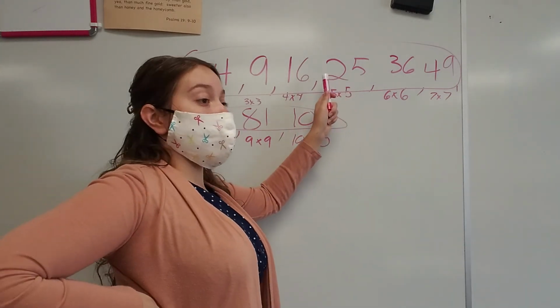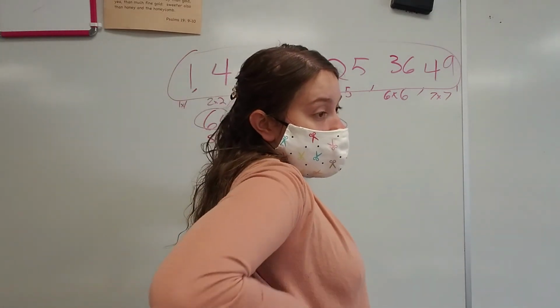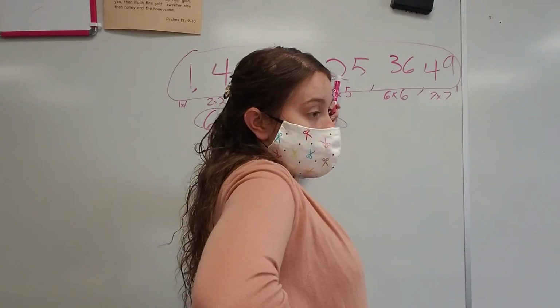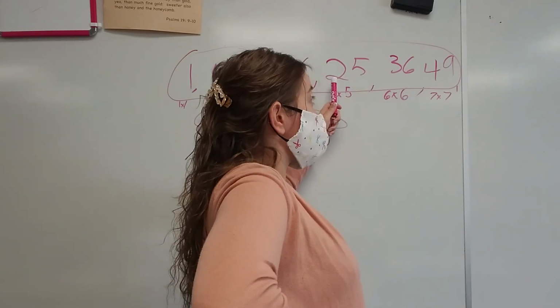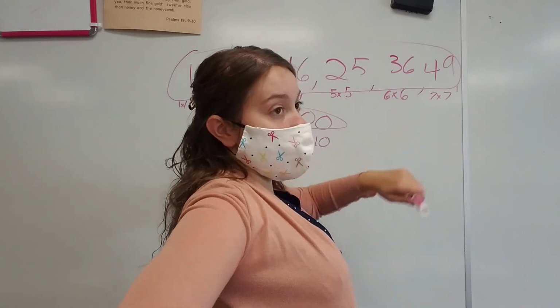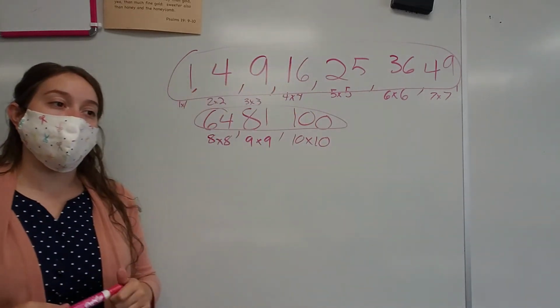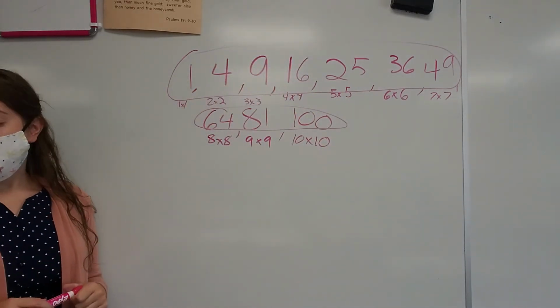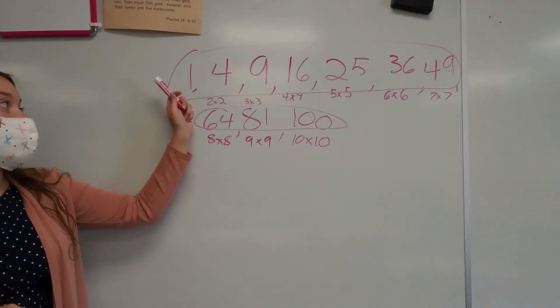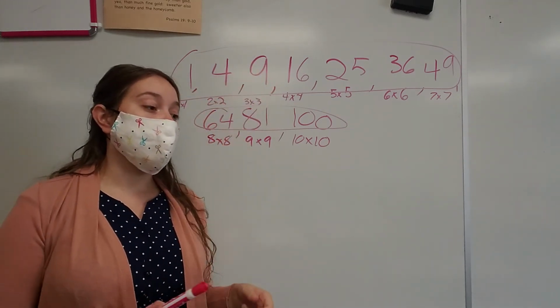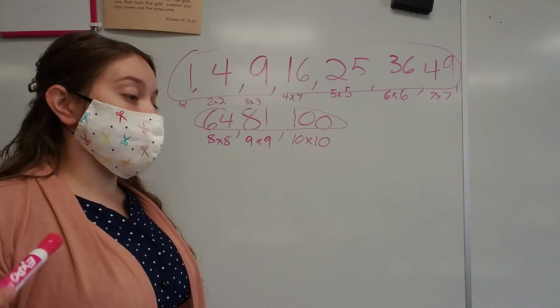Then what's our next odd number after 9? 11. 25 plus 11 is? 36. So they increase by odd numbers. You see that? Right there. So pick one of those. Either it alternates odd and even, or it increases by odd numbers.